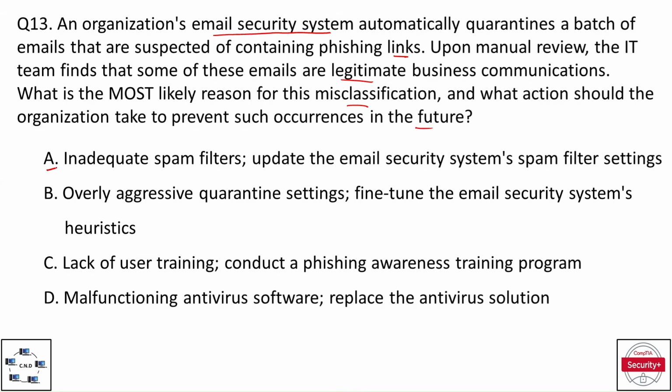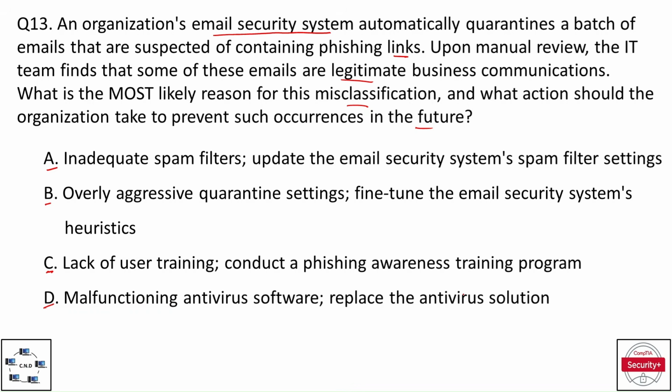And the options are option A, inadequate spam filters, update email security's spam filter settings. Option B, overly aggressive quarantine settings, fine tune the email security system's heuristics. Option C, lack of user training, conduct a phishing awareness training program. And option D, malfunctioning antivirus software, replace the antivirus solution.